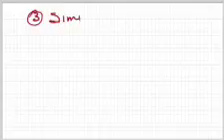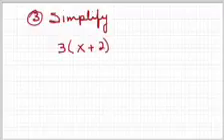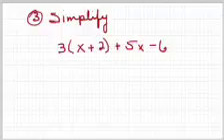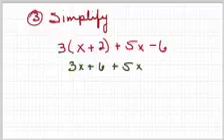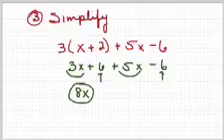Number 3, know how to simplify expressions. Essentially you're applying order of operations and combining like terms until you get to an expression that you can no longer combine like terms to. So for example, it might be something like this equation, and we distribute our 3. We look for like terms. Here we have x terms that are alike. And our constants, 6 and -6, they just cancel out, and so we can't do anything more to an 8x.